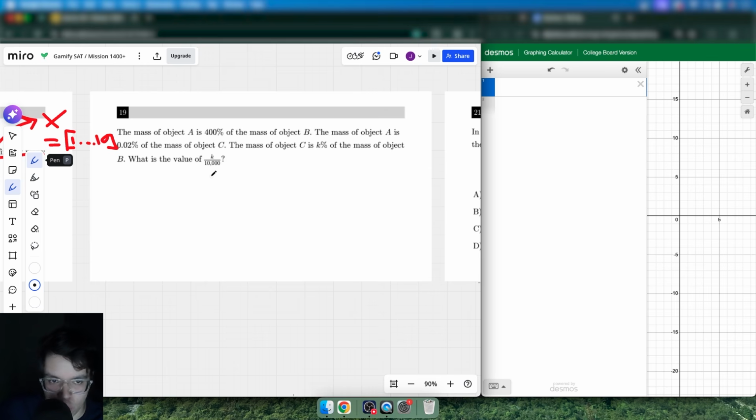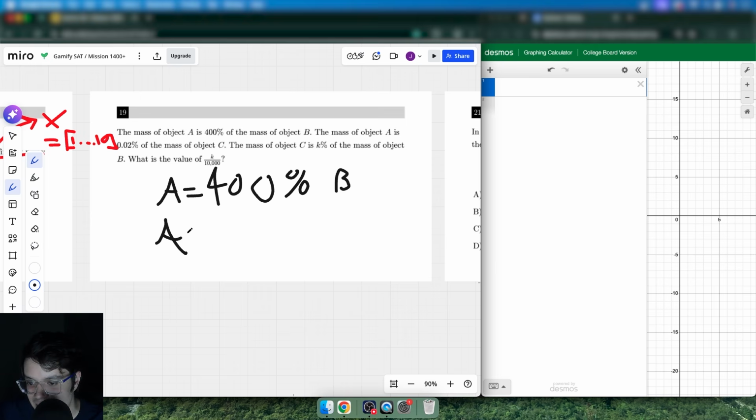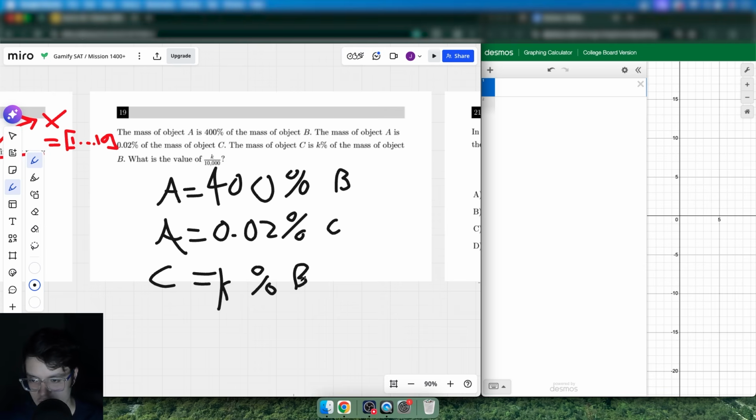Let me start by showing you what the different equations actually are. So we're basically saying here A is equal to 400%, let's say, of B. Then saying A is now 0.02% of C. And then C is K% of B. Okay, so pretty good stuff here.